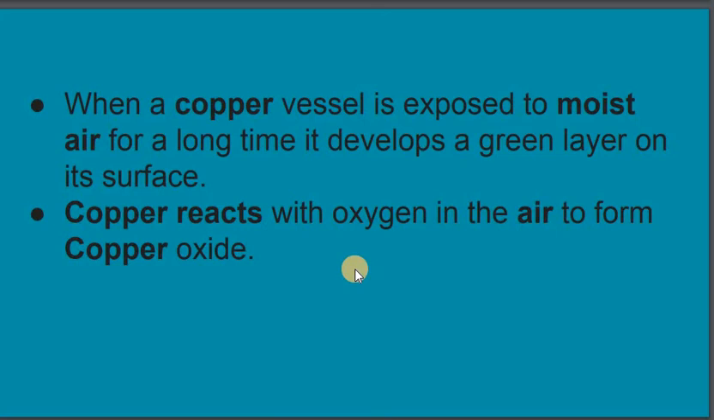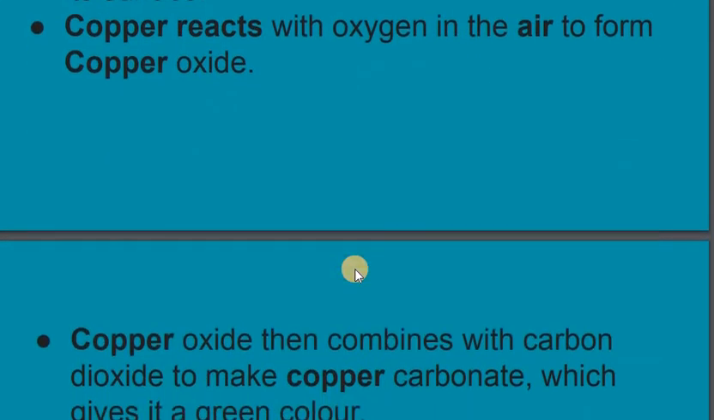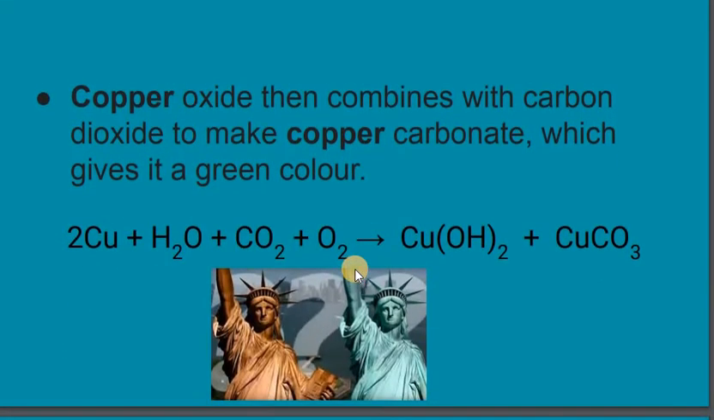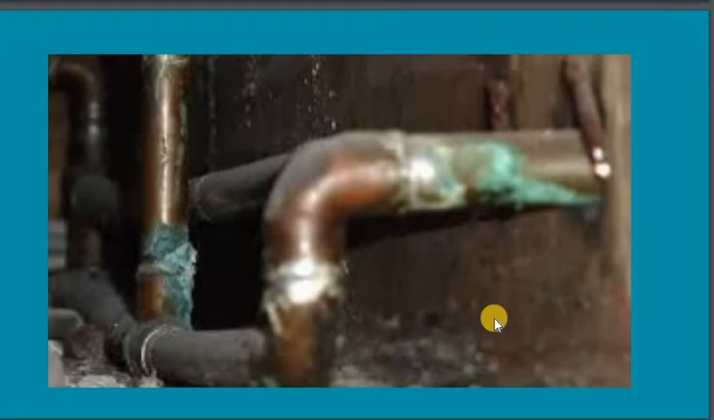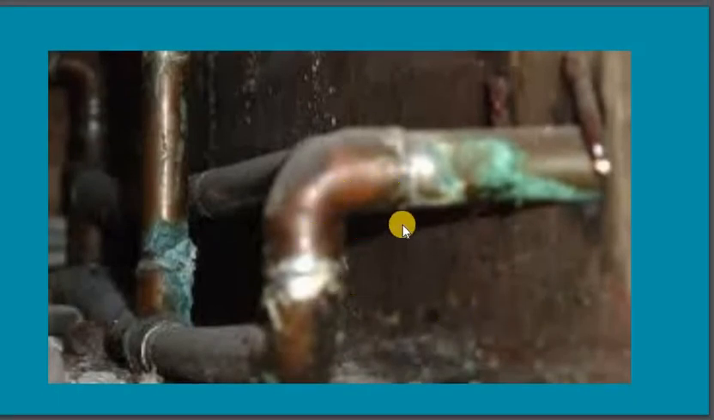When a copper vessel is exposed to moist air for a long time, it develops a green layer on its surface. The copper oxide combines with carbon dioxide to make copper carbonate, which gives the green color. That's why the Statue of Liberty has turned green in color. So in this, the copper pipe reacts with the water and forms the green copper carbonate.